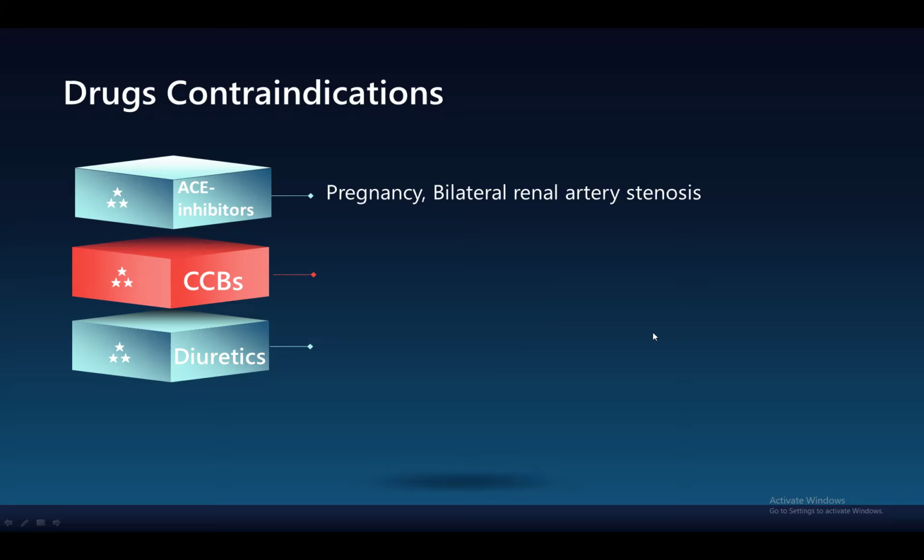ACE inhibitors are also contraindicated in bilateral renal artery stenosis because renal artery stenosis decreases GFR and ACE inhibitors can further decrease GFR. So it can result in acute renal failure if GFR is decreased too much.